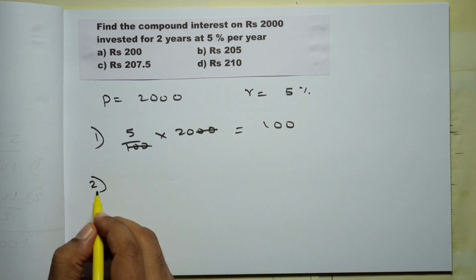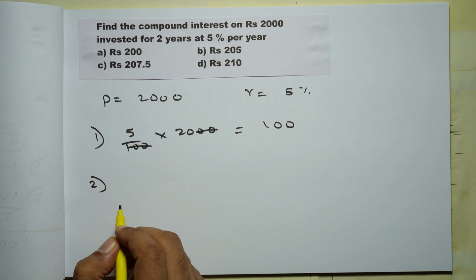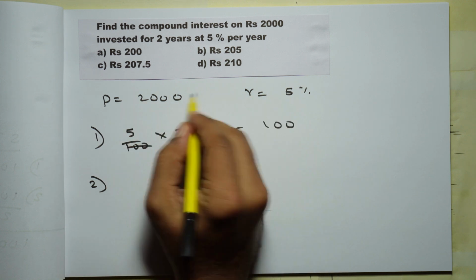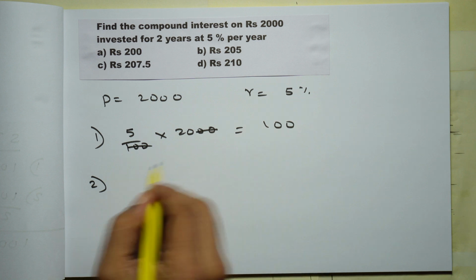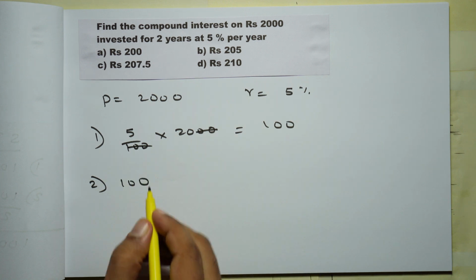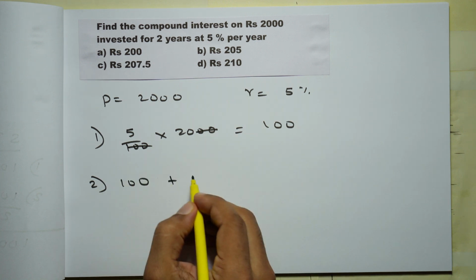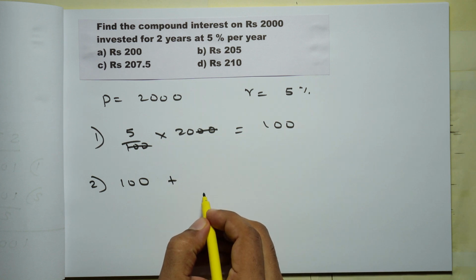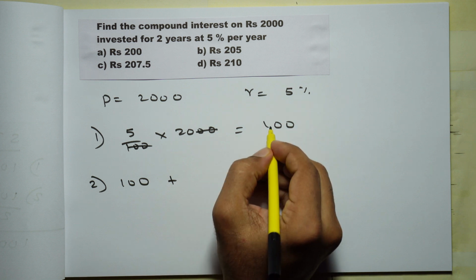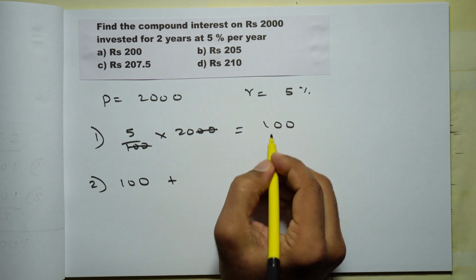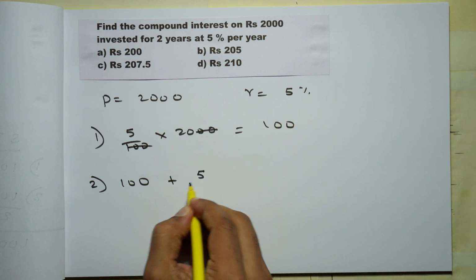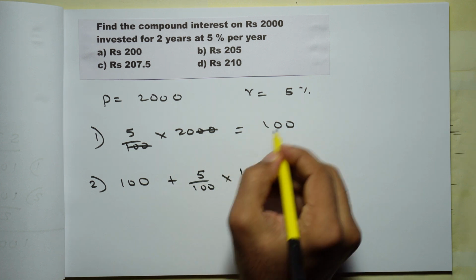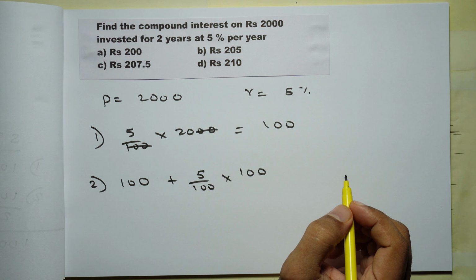Next, let us calculate the compound interest for the second year. Now in the second year, this R% of principal that you will get. So R% of principal, this 100 you will get. Apart from that, you will be getting R% of first year's interest. That is from the second year onwards, you will be getting interest on previous year's interest. That is R is 5%. So you will get 5% of first year's interest. 5% of this 100 also you will be getting.